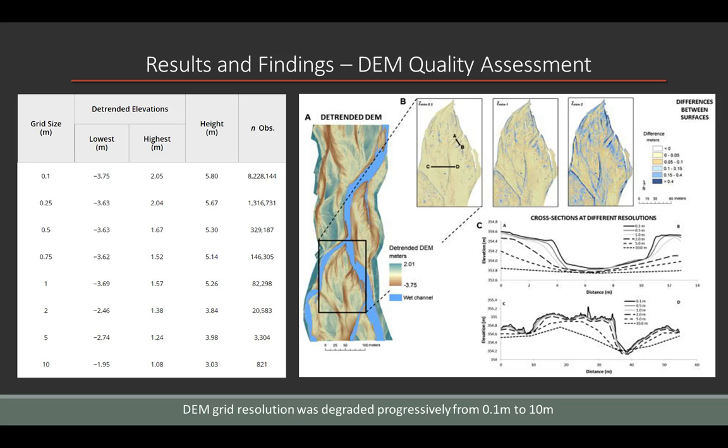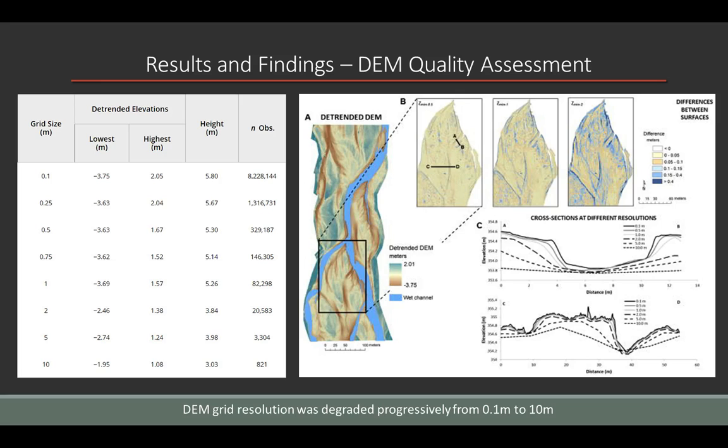The study also wanted to do some quality assessment on the actual elevation models produced. So on the left, you can see a table showing the grid size as it was degraded from 0.1 meter all the way down to 10 meters, and the difference in elevations on the heights and the number of observations that were actually used for the different grid sizes.